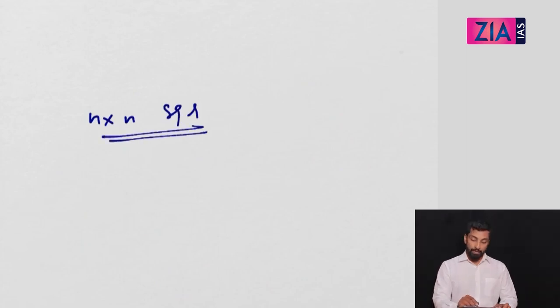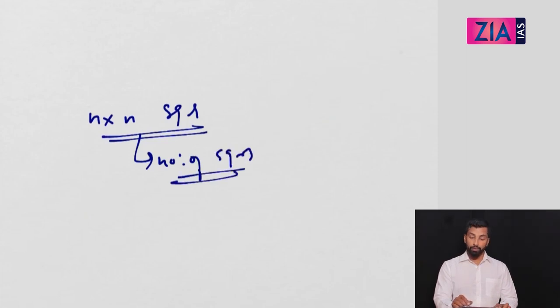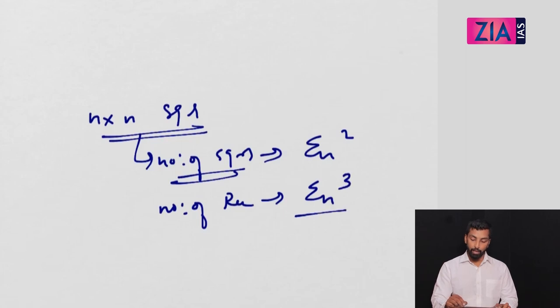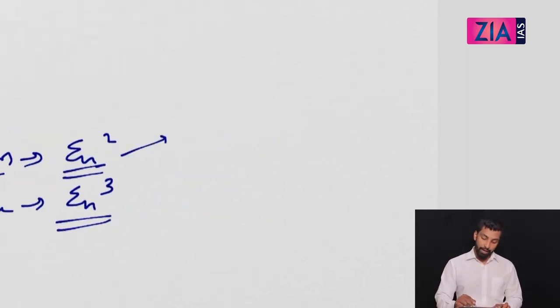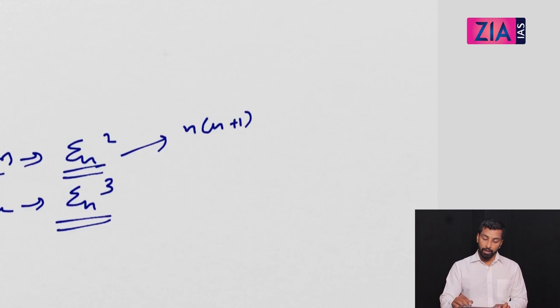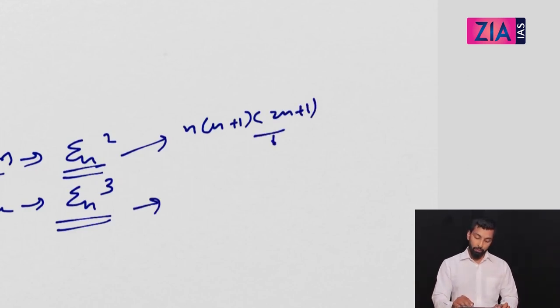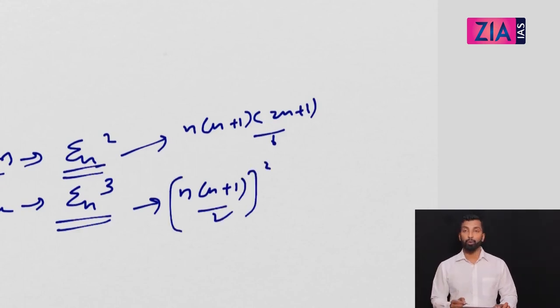So if I give you an n into n square, and I ask you the number of squares in this, what is your answer? Sigma n square. If I ask you the number of rectangles in this n into n square, what is your answer? Sigma n cube. You know what sigma n square is, right? N into n plus 1 into 2n plus 1 divided by 6. You know what sigma n cube is? N into n plus 1 by 2, raised to 2.